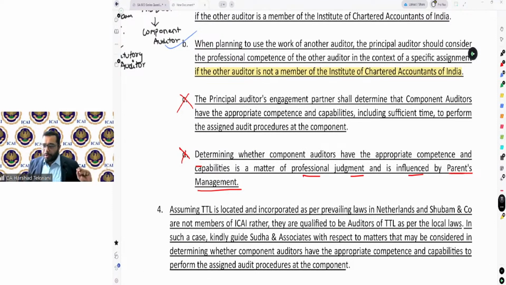Now comes this story. That's why I was discussing whether there can be two different auditors or not. Now let's say Shubham and Company are the auditors as per the local laws of Netherlands. They are not members of the institute. Before using the work of the other auditor, what will you do now? How will you ensure it? If the other auditor is not a member of the institute, then I need to consider the professional competency of the other auditor. This is that case. How will you consider the appropriate competency and capability? What procedures will you perform?